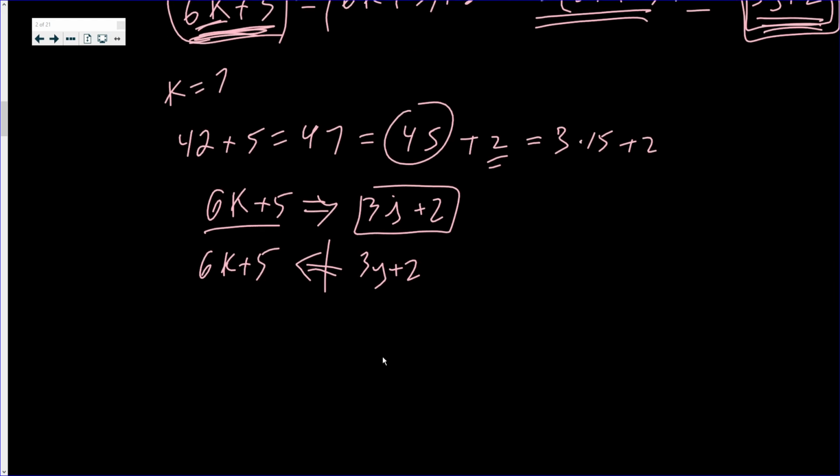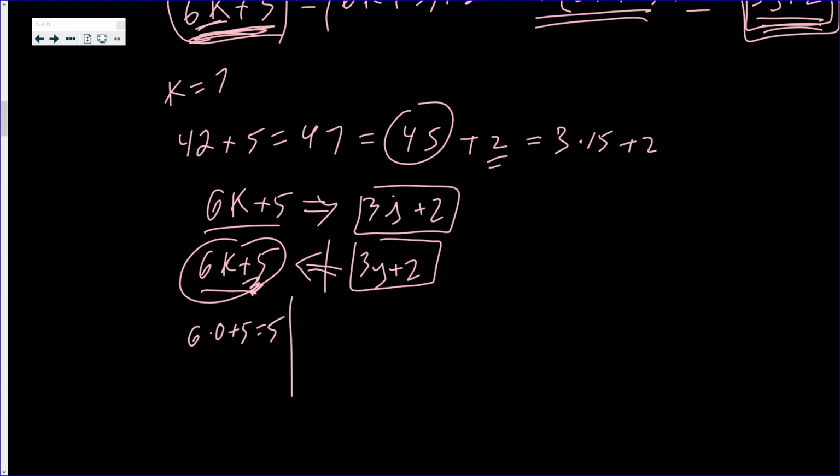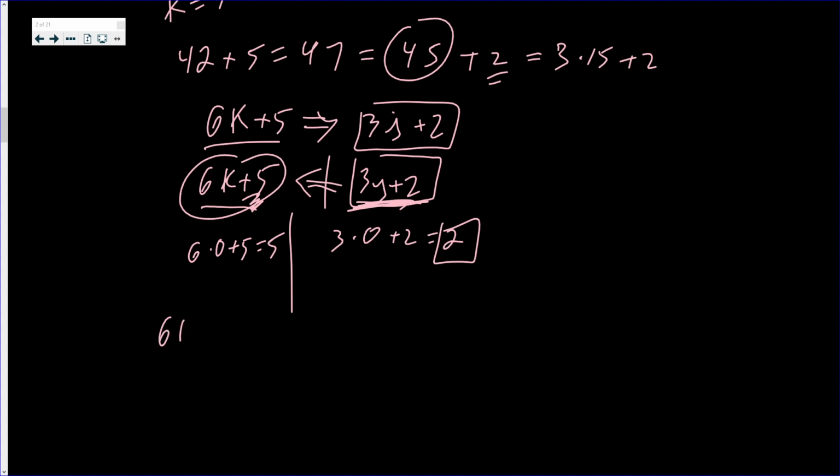And one way to think about it is, you know what, these numbers are generally smaller than those numbers. I can find a number that's less than 5. Like 6 times 0 plus 5 is 5. I can find a number on here that's less than 5. Just let j be 0. Okay, 2 is here. Now, can 6k plus 5 equal 2?